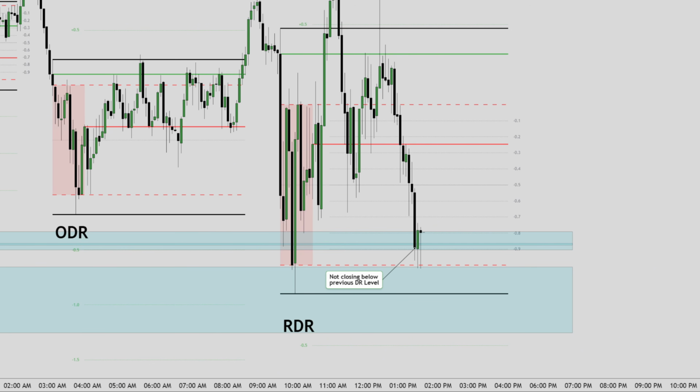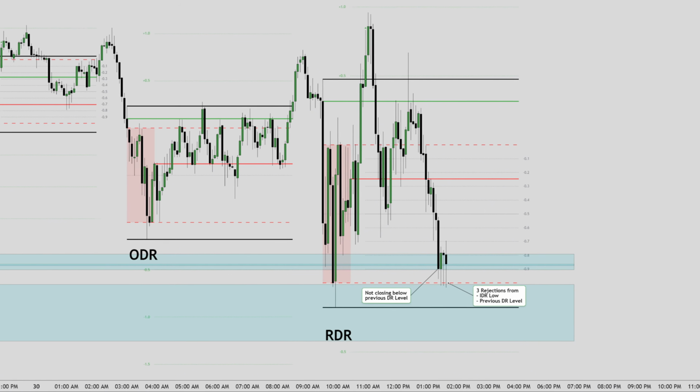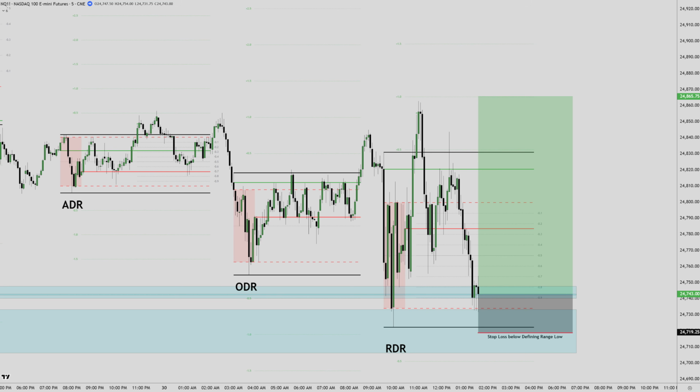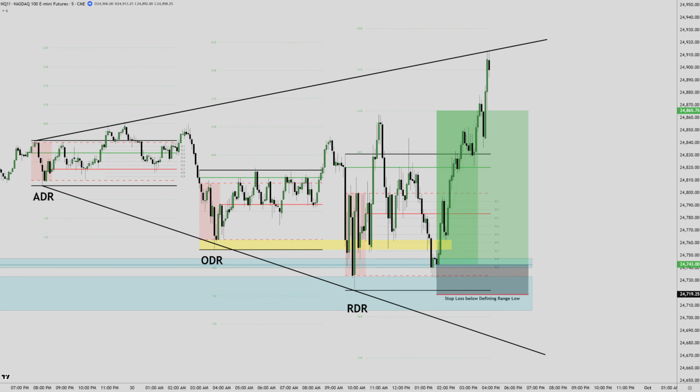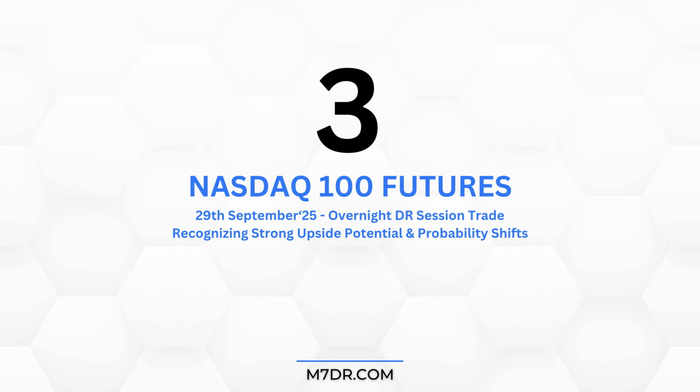A few minutes later, you see clean rejections at the previous DR levels and IDR low, textbook confirmation. That's the setup where probabilities reset and the market rewards patience. The second trade offers 5R potential, reaching the 1 SD target beautifully. The earlier 1R loss is recovered and the session closes with a net +4R profit. Remember, if your system gives you a second high probability setup within the same structure, take it. That's the edge.